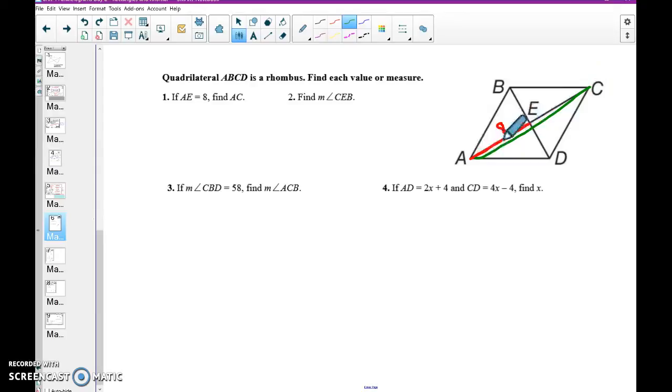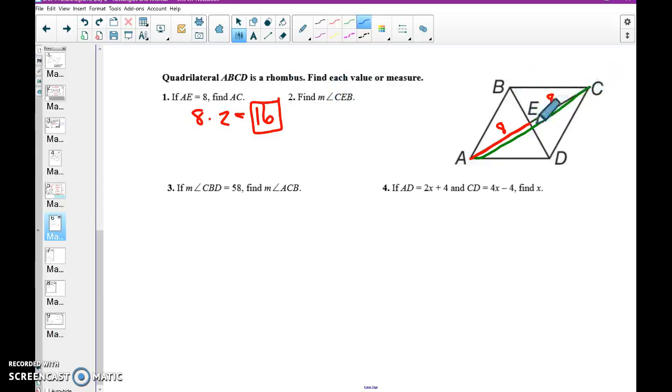So if this is 8, then so is this. If I want the entire distance, I just have to do 8 times 2, or 8 plus 8. Either way, it's 16. So just a nice little easy problem to ease us into it. Next one, it says find the measure of angle CEB.